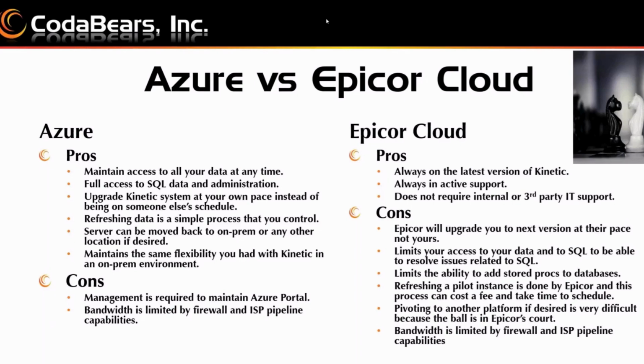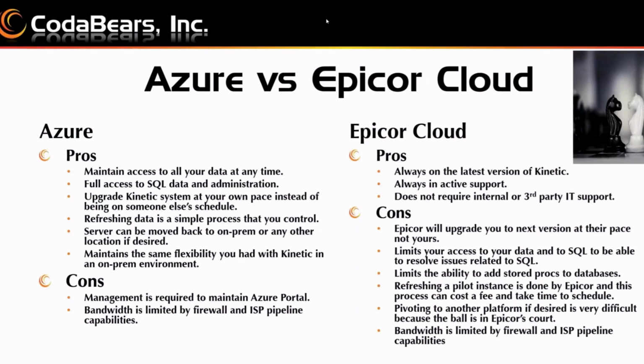So if your pipeline is slow, if your firewall can only support a certain upload or a certain download, then that is what you're going to be stuck with when you migrate to the cloud. And you want to make sure that you have those things in mind so that that doesn't become too much of a problem for you in the speed aspect of things.